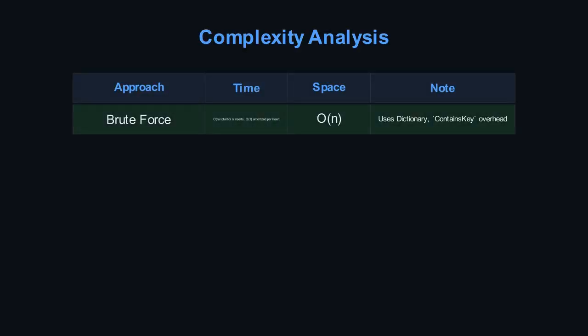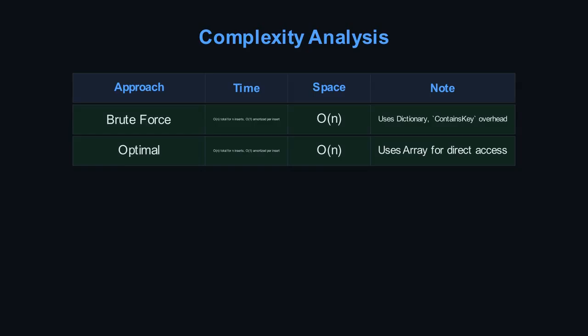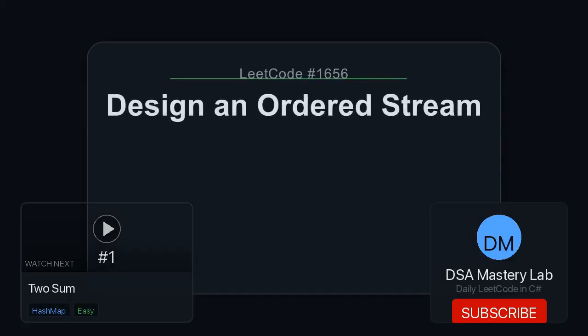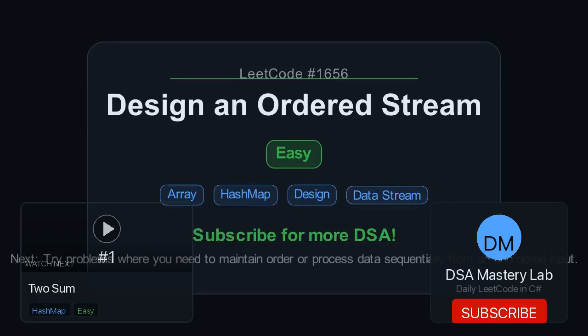Time complexity is O(n) total for n inserts, amortized O(1) constant time per insert. Space complexity is O(n) for storing the stream. This array as a HashMap pattern is a simple yet powerful optimization.